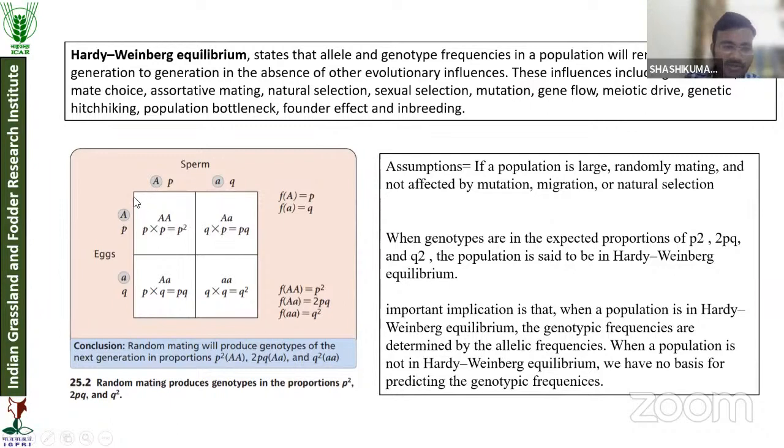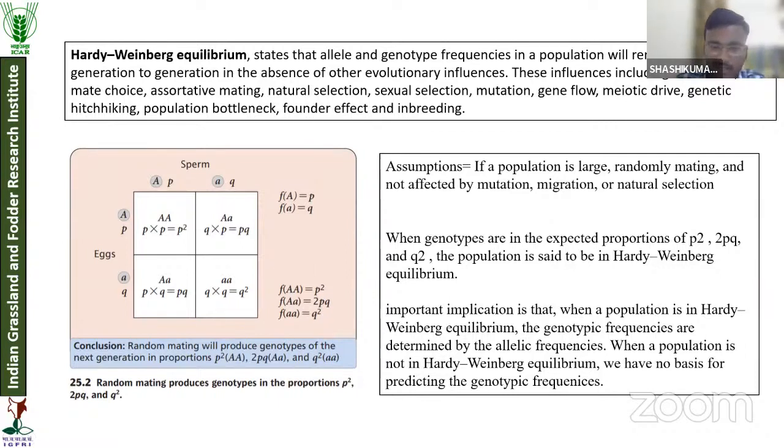It means, suppose you consider one gene with two alleles, capital A and small a. The frequency of the dominant homozygote AA is p square. The heterozygotes will have 2pq, and the recessive homozygote is q square. Generation after generation, the genotypic frequency will remain p square plus 2pq plus q square, unless you disturb this.